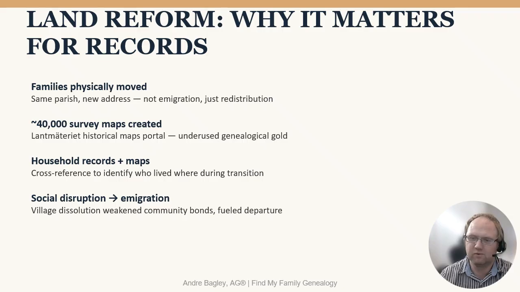So the Great Division started with the 1749 Land Survey Ordinance. It was formalized in a 1757 decree, which began consolidating strips into larger blocks. Basically, it was recorded that you had a certain amount of property. We're just taking these various people's strips and putting them into more manageable, easier to work, larger blocks. This produced approximately 40,000 maps, and these have been scanned and are available through the Lantmäteriet Historical Maps portal.